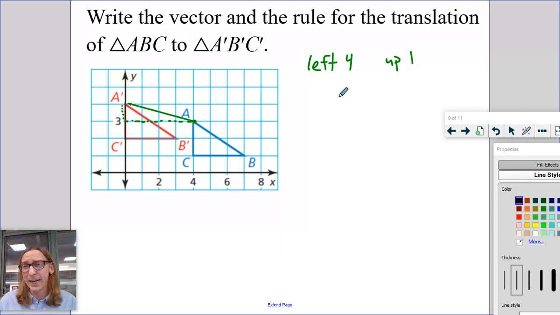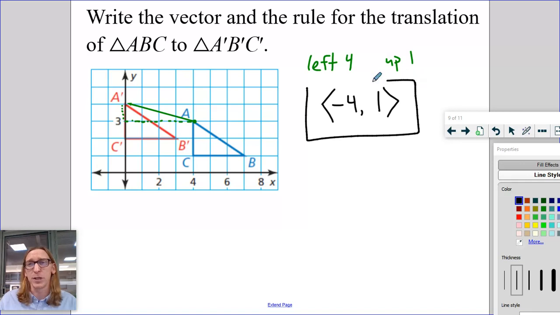So as a vector, that would look like this. Left 4 means my horizontal component is negative. Up 1 means my vertical component is positive, and I surround that in these parentheses. So there's your vector's components.